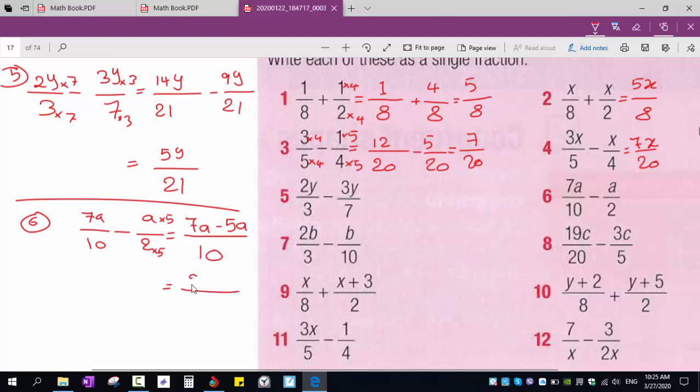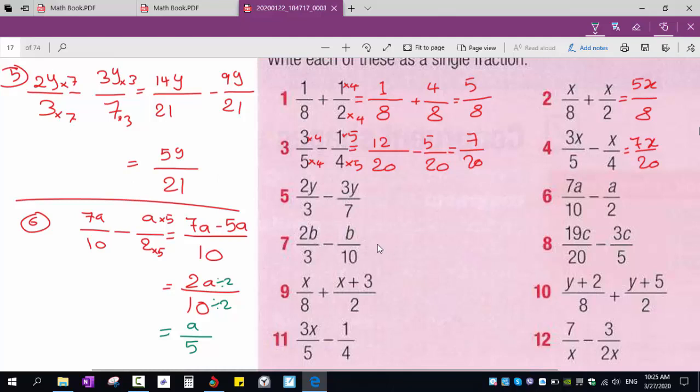7a minus 5a is 2a over 10. Now, 2a and 10, they both could be divided by 2. So it means this fraction is not in its simplest form. The simplest form is a over 5, because 2 and 10 could be divided by 2. And whenever you see up and down are divisible by a specific number, you have to divide them to get the simplest form of your fraction.